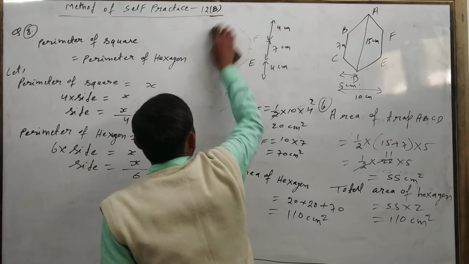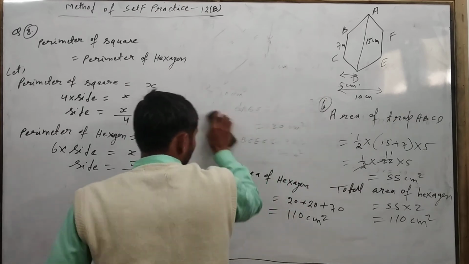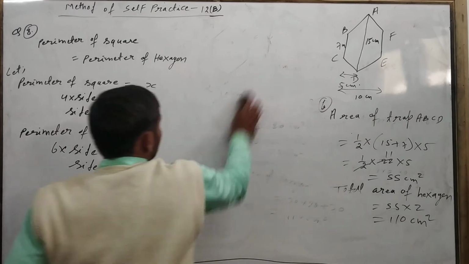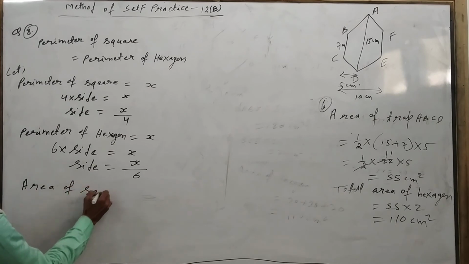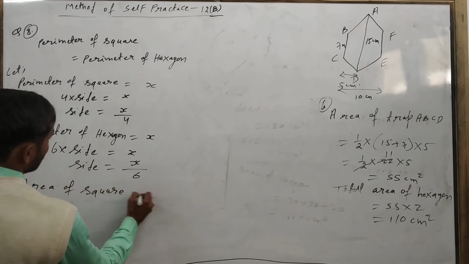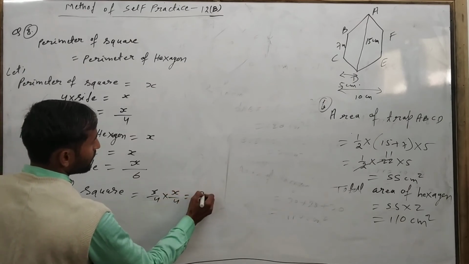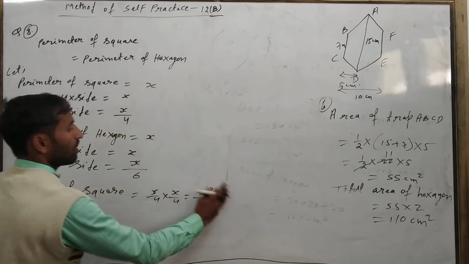So the area of the square, the formula is directly given, side into side. Area of square is equal to side into side, meaning x upon 4 into x upon 4. So it will come x square upon 16. This is the area of the square.